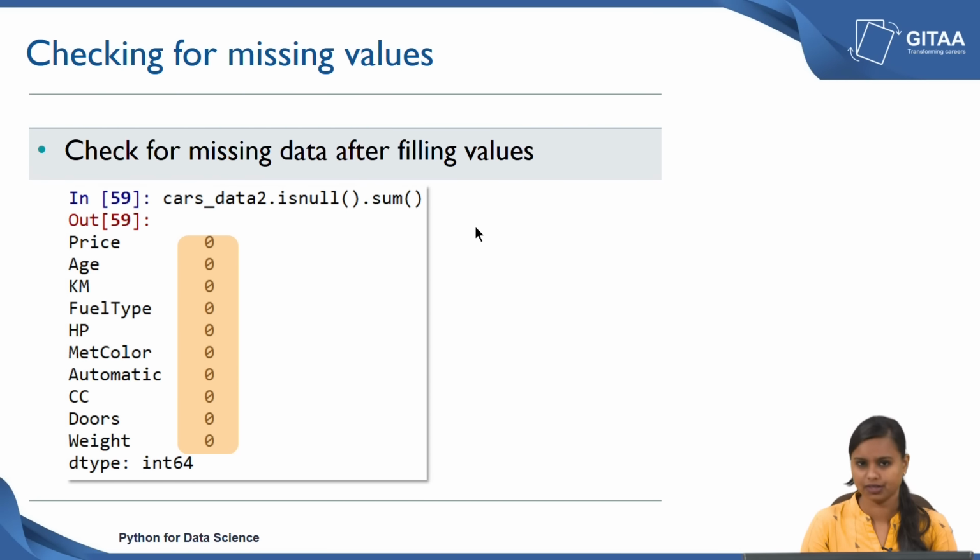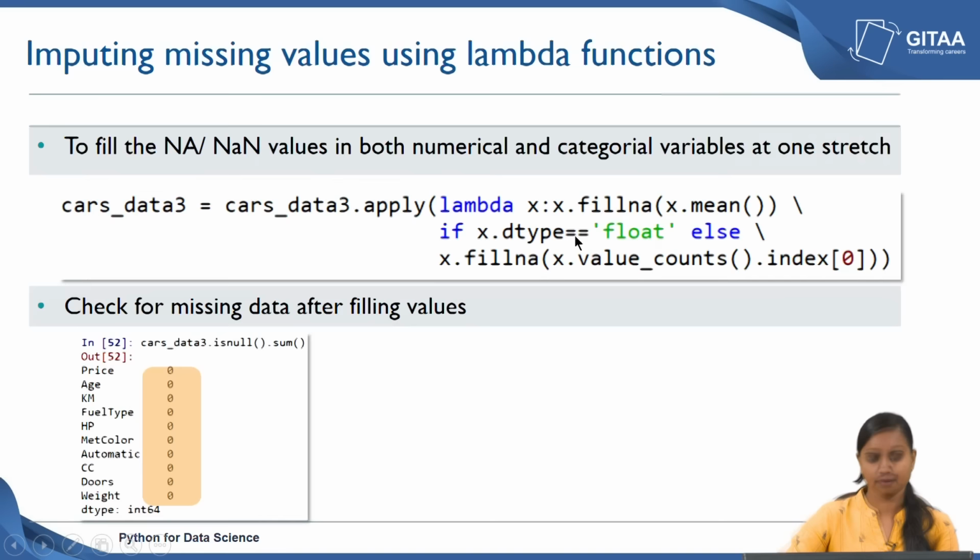So, this can be the case where you have only missing values in 6 to 7 columns. What will you do whenever you have missing values in multiple columns like 50 to 60? In that case, there can be a simple function which will do the imputation in one shot. We are going to use that. So, to fill the missing values, that is NaN values in both numerical and categorical variables at one shot, we are going to use a lambda function.